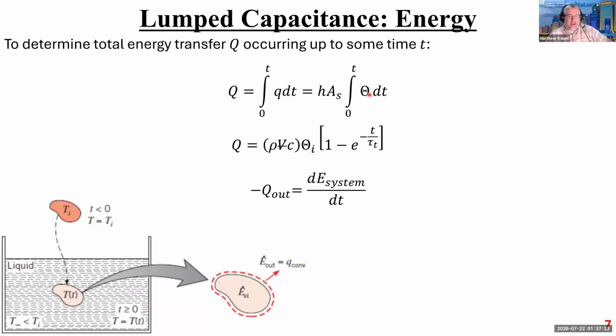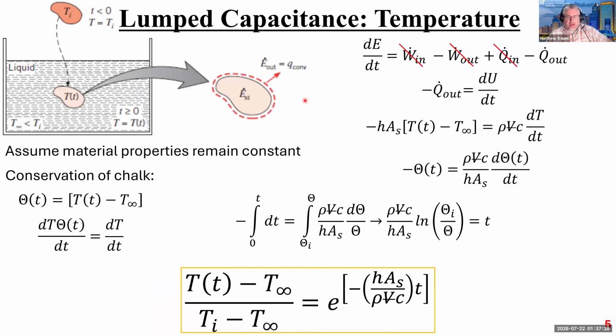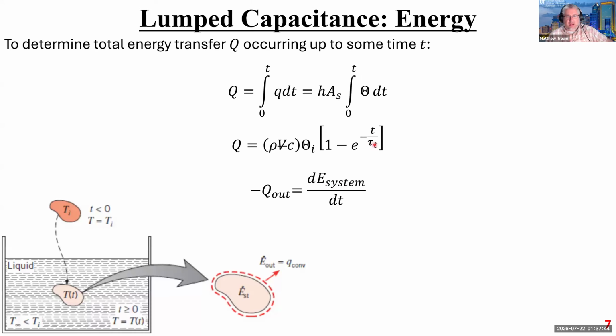I'm taking Newton's law of cooling, and I'm just multiplying both sides by time. So let's go back. I'm taking just this, and multiplying both sides by time. So I've got Q on one side of the equation, and HA theta on the other side. I'm multiplying both sides by an infinitesimally short time, and then integrating over some time from 0 to t on one side and 0 to t on the other side. Okay, that's fine. I can do that.